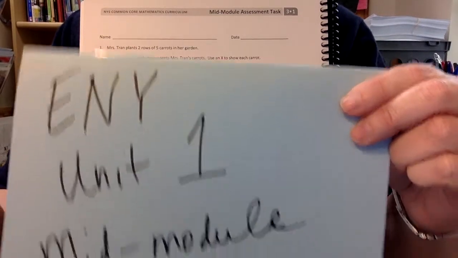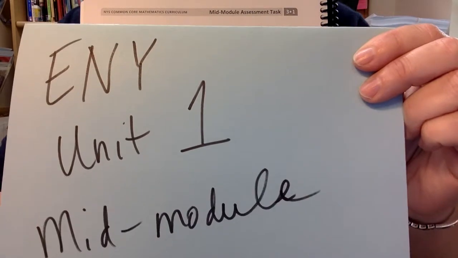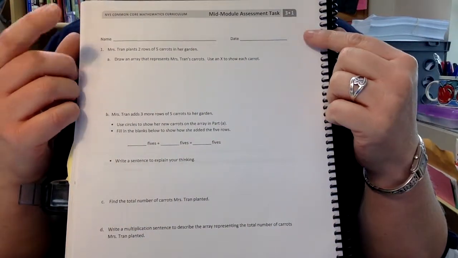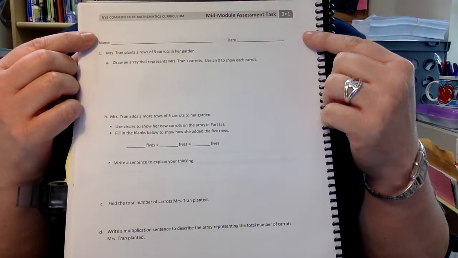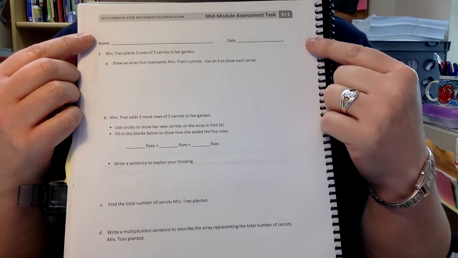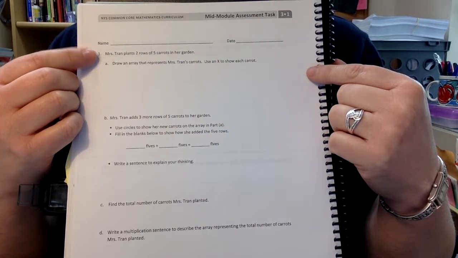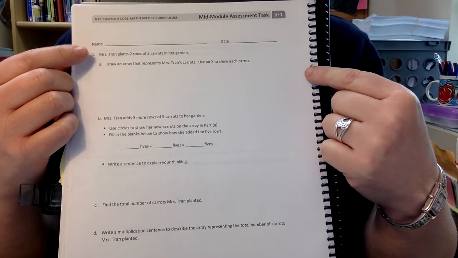Hi, boys and girls. This is the Engage New York Unit 1 mid-module test. So please make sure that your name is at the top of your test and the date is at the top of your test. Adjust the volume so you can hear me. I will read you the question and you may pause the video to do your math. All right, here we go.